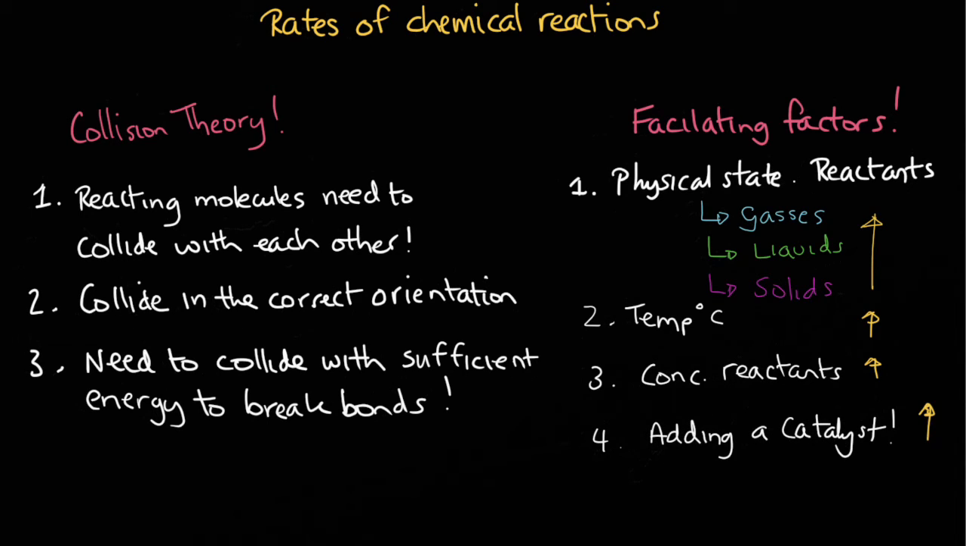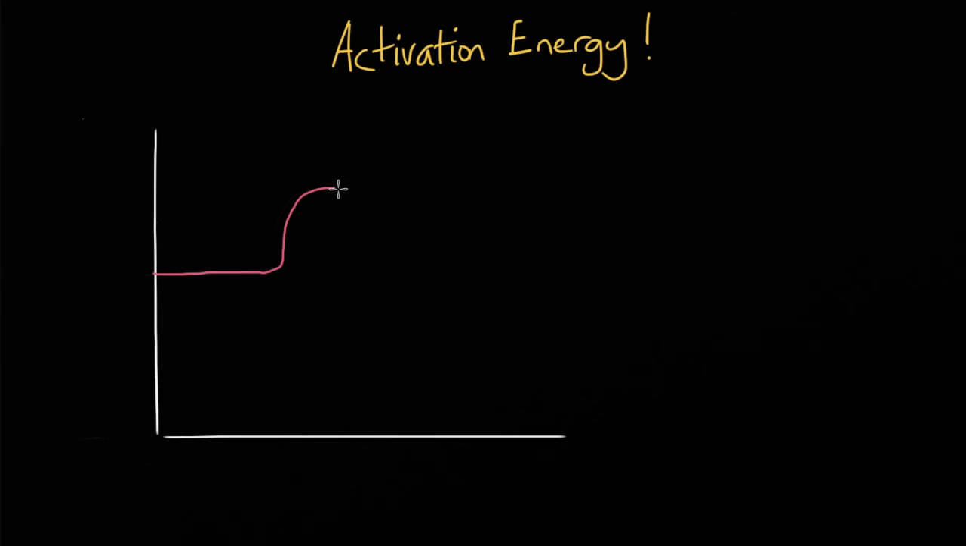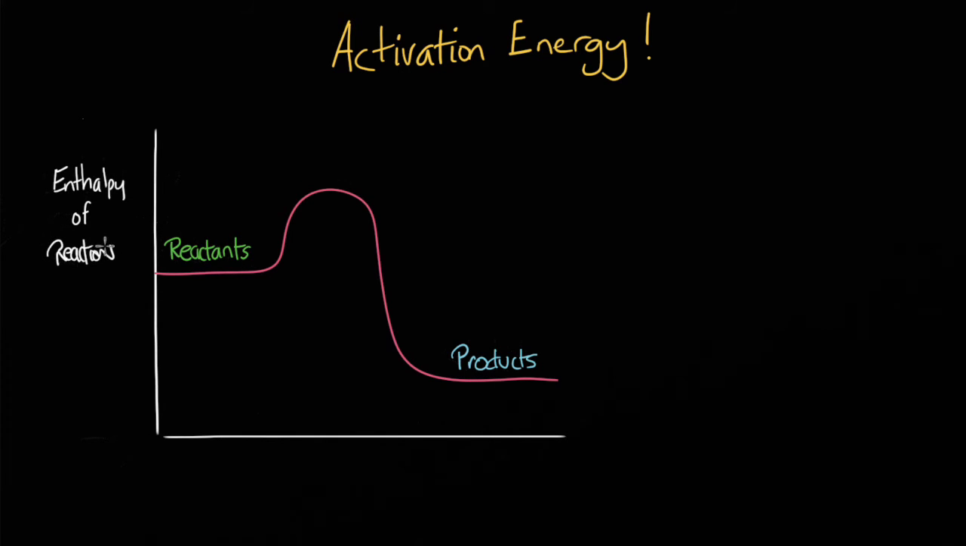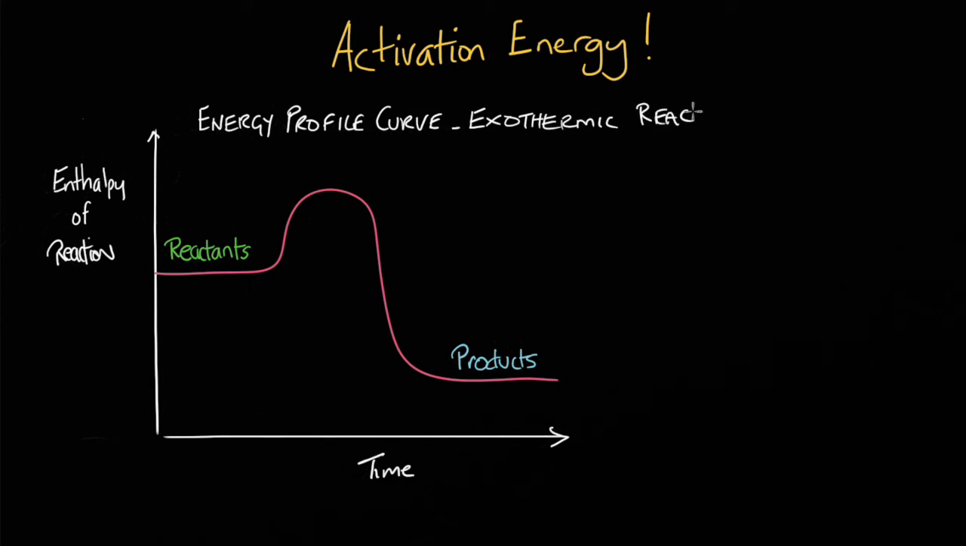So in order to explore how a catalyst increases the rate of a chemical reaction, let's quickly draw the energy profile curve for an exothermic reaction, including the position of the reactants and the products. Okay, so here's our graph. On the y-axis, we've got the enthalpy of reaction, which basically tells us how much heat or energy the reaction has. And the reactants are at a higher energy state than the products.